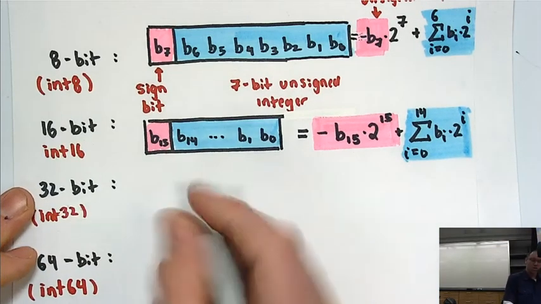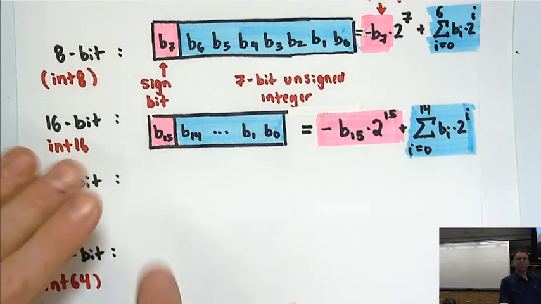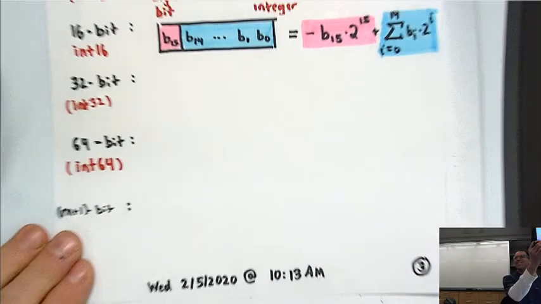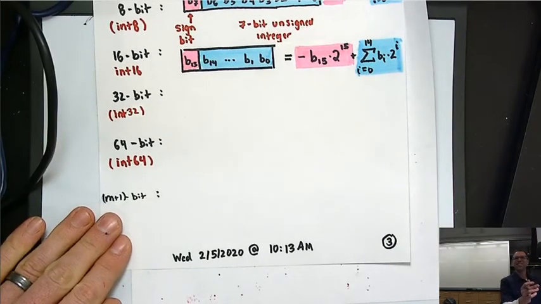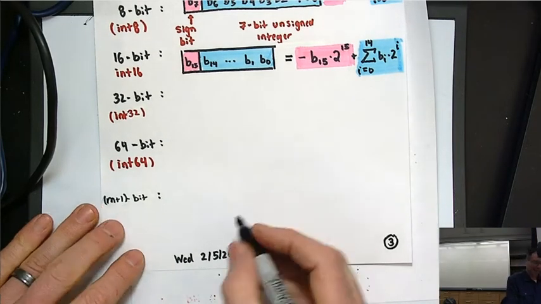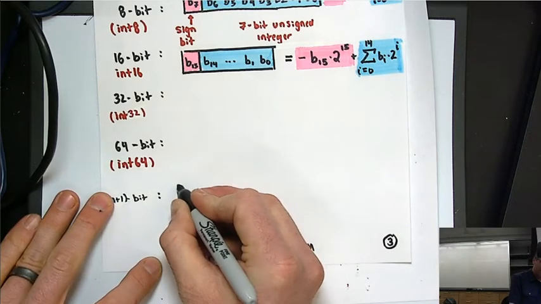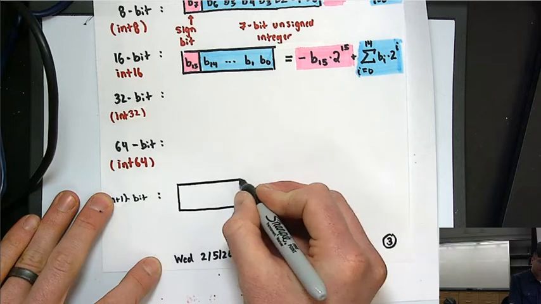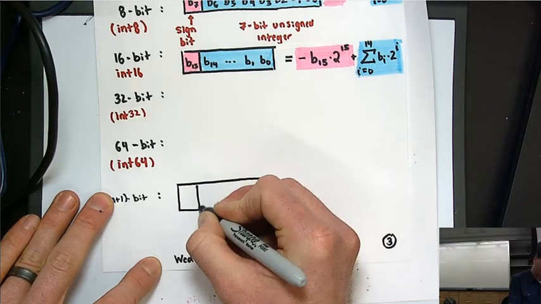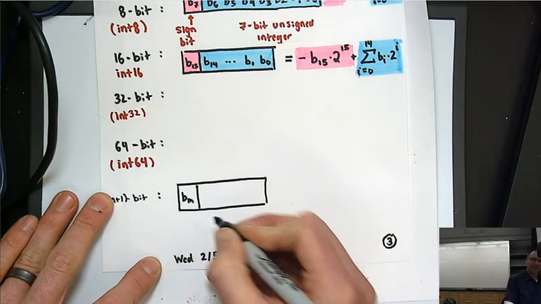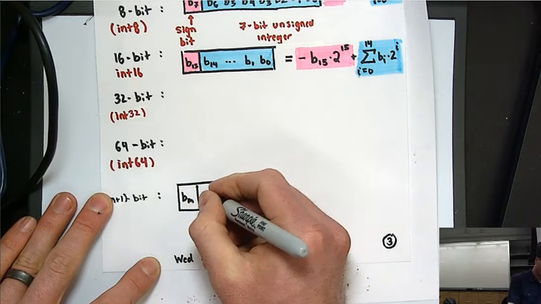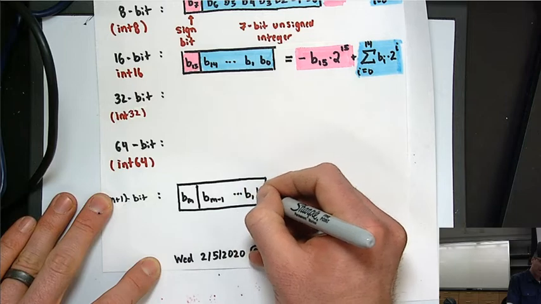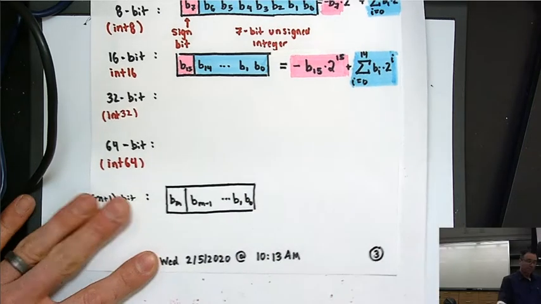How many of you would like to do 32, or how many of you would think you're ready to do the m+1 bit? Okay, let's do it. So let's see if we can intuit the most significant bit scalar in the m+1 bit. So we'll call this b sub m. If that's b sub m, what's the next one? All the way down to b1, b0.